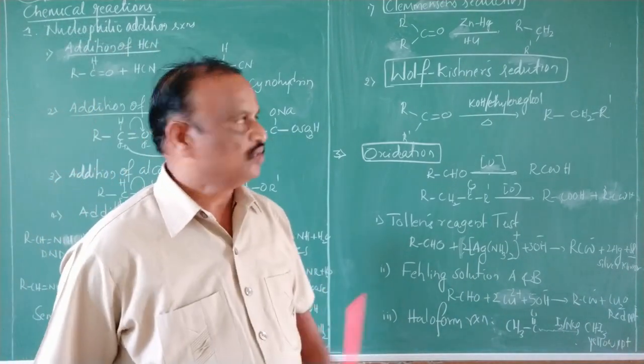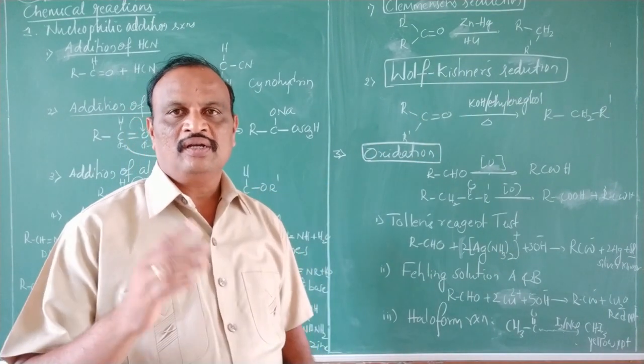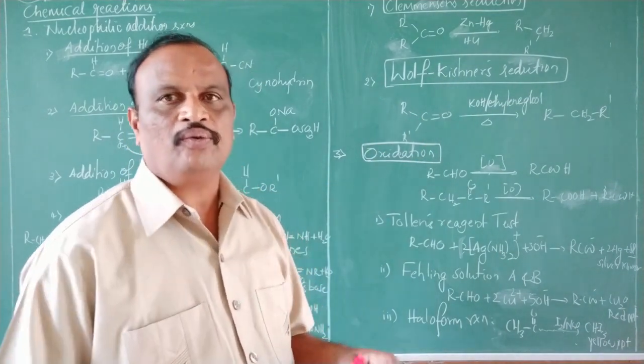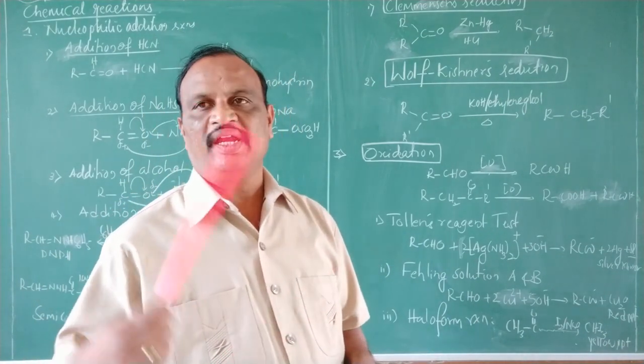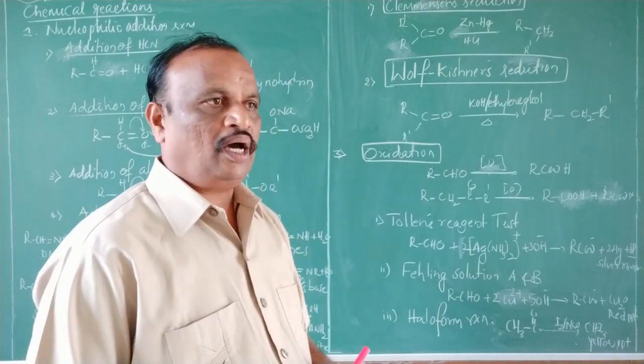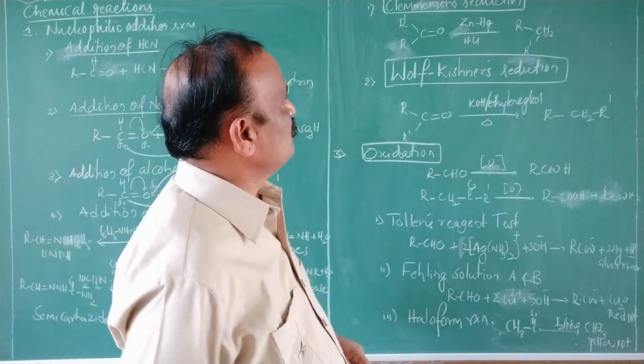In addition to that, these aldehydes and ketones undergo reduction reactions. Aldehydes undergo reduction to give alcohols, and alcohols on further reduction give alkanes. There are two important reactions here as far as reductions are concerned.